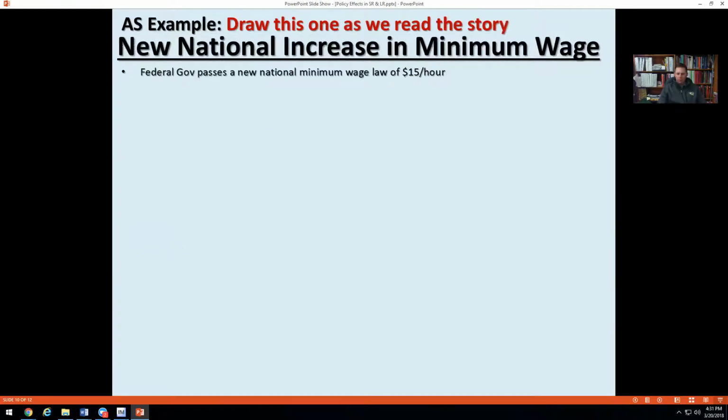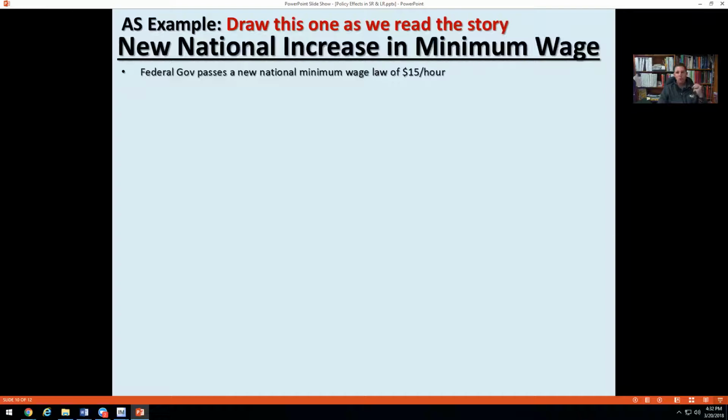Let's go ahead and, I believe, yeah, let's start the economy in long-run macroeconomic equilibrium. We're at our potential. Pause now. Do that on your whiteboard. Okay, now that you've set that up, here's the story.